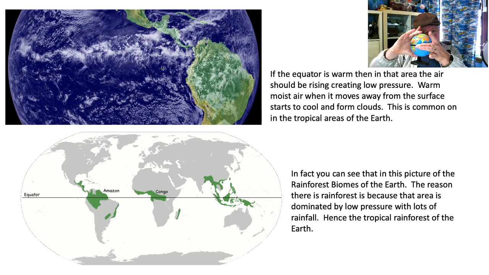But remember, the Earth is tilted on its axis. So at some points of the year, the Earth is tilted away from the sun in the northern hemisphere, which means the ITCZ will be a little bit below the equator. And during our summer months, that moves up.